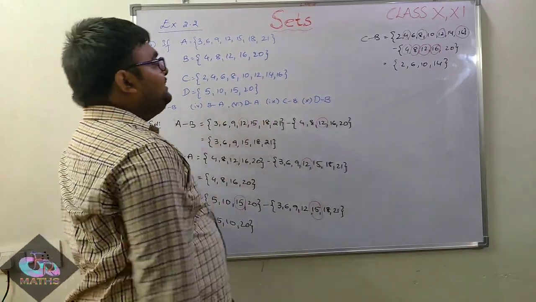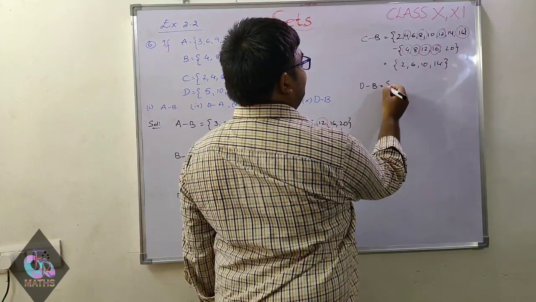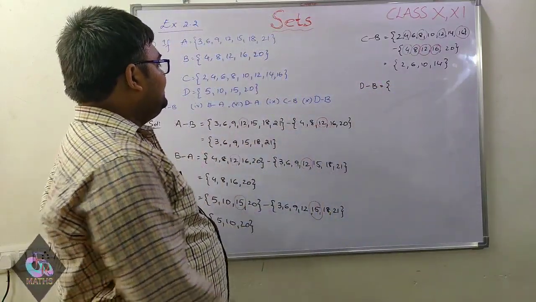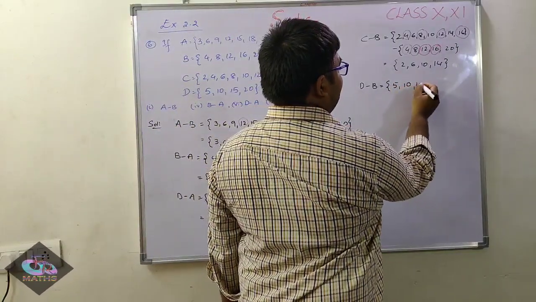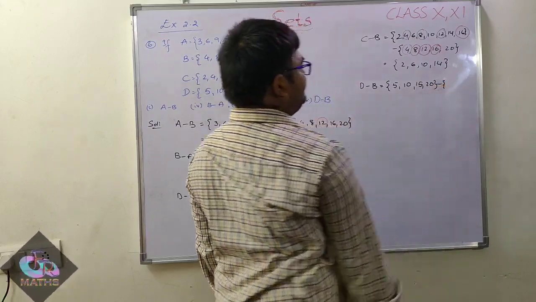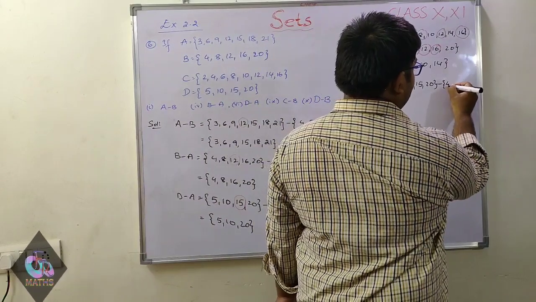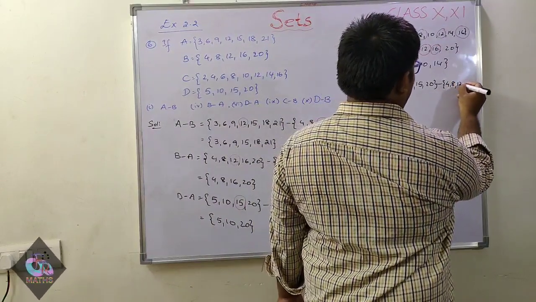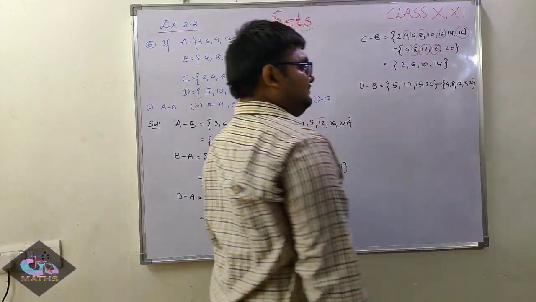Next, what is the question? D minus B. What is set D here? Set D is 5, 10, 15, 20, minus set B. Set B is multiples of 4, which are 4, 8, 12, 16 and 20.